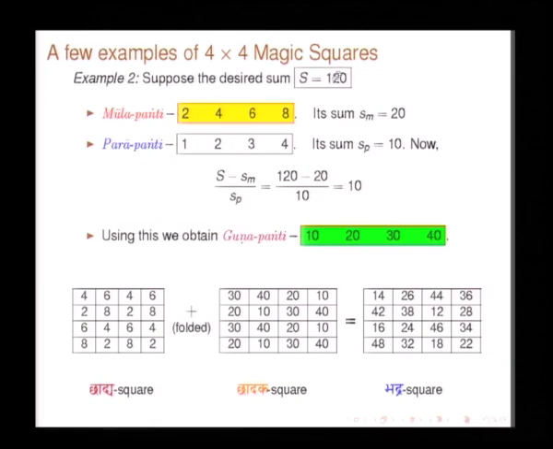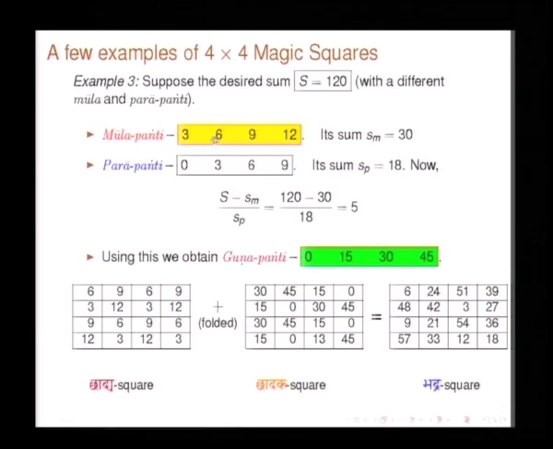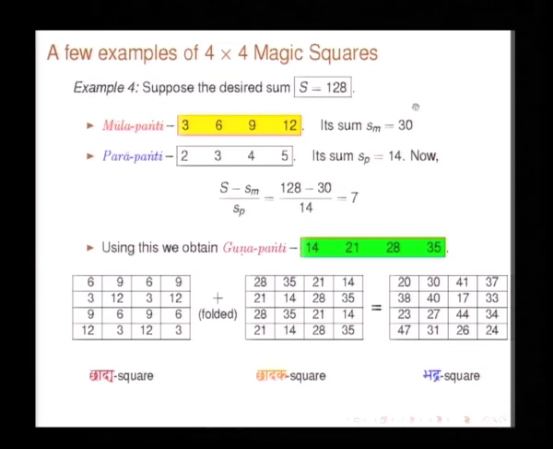You can choose a different one, this is just to illustrate that. So, in the 120 I chose 2, 4, 6, 8 and 1, 2, 3, 4 here, 3, 6, 9, 12, 0, 3, 6, 9. So, any arithmetic progression will do, okay, and you will be able to get a different magic square whose sum will be this. And then that multiplier has to be an integer? Or which one? This, the S minus Sm upon Sp? No, it need not be.